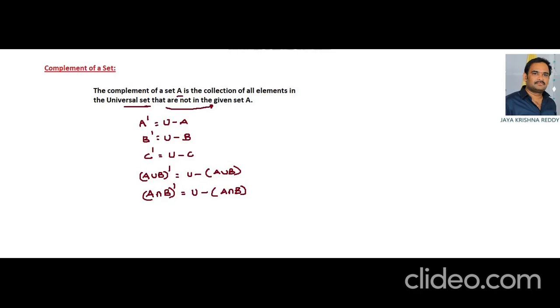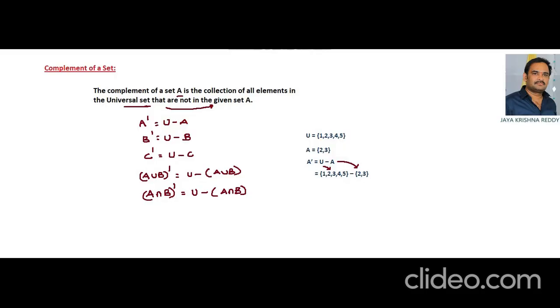Let us see one example. The universal set U is given with elements 1, 2, 3, 4, 5, and the set A equals 2, 3. So A complement equals U minus A. U minus A means first you write the elements of set U, that is 1, 2, 3, 4, 5, and minus, and next you write the elements of set A. So 1, 2, 3, 4, 5 minus 2, 3.